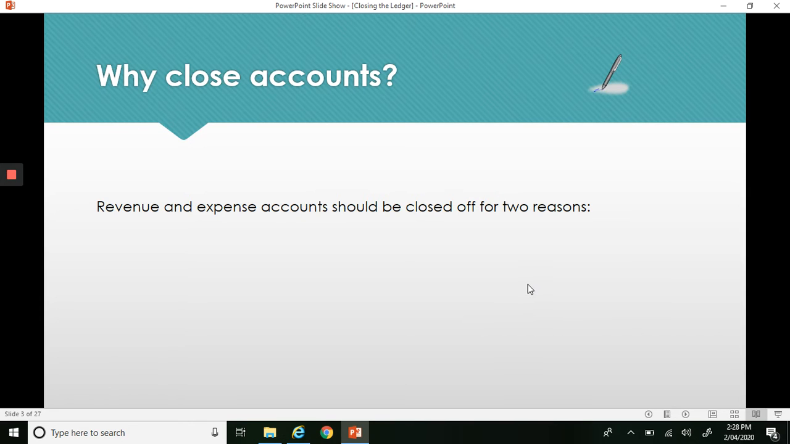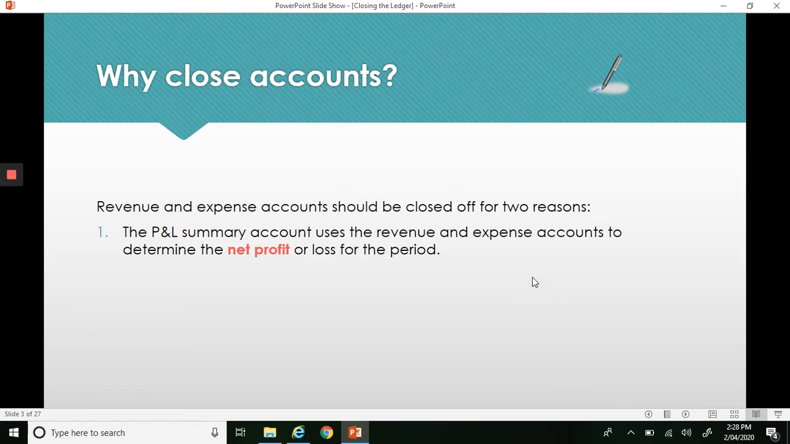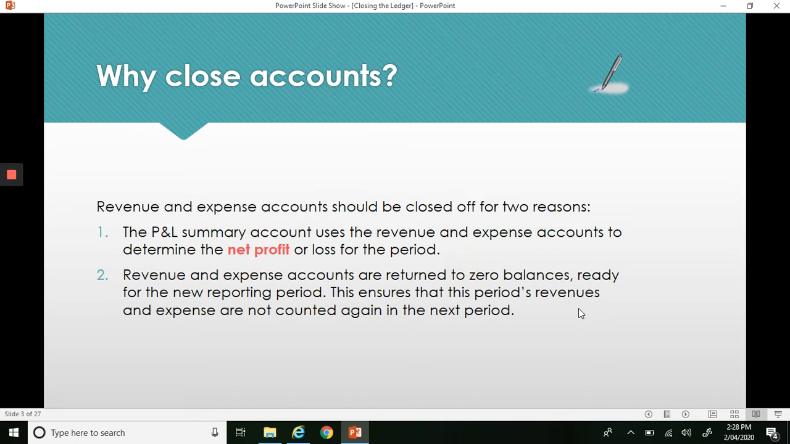Revenue and expense accounts should be closed off for two reasons. These are the reasons you need to know. The profit and loss summary account uses revenues and expense accounts to determine the net profit or loss for the period, and so we do need to work that profit out in the ledgers as well as in our income statement. And secondly, revenue and expense accounts are returned to zero balances, ready for the next reporting period.